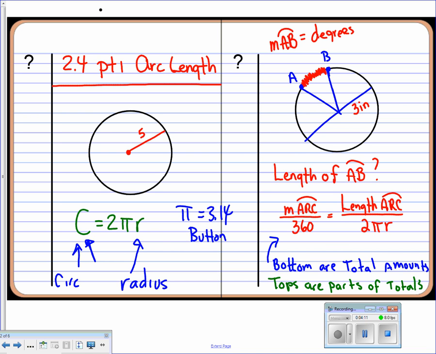The top amounts are the partial amounts. So the measure of arc AB in this particular drawing would be measured in degrees, and it would be some amount of that 360, part of the whole, okay? And then the length of the arc, the actual physical length of the arc, is just something smaller than the entire circumference, some fractional amount. All right, let's look at a problem.